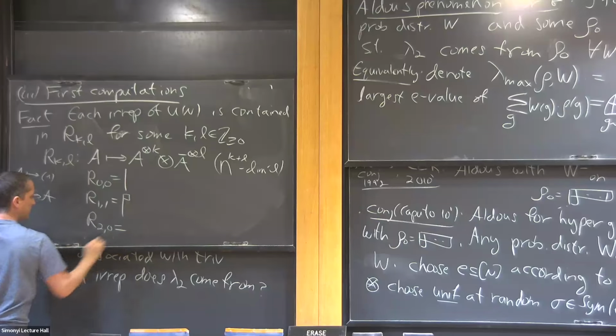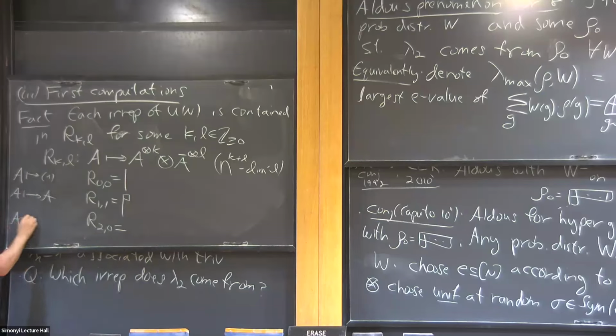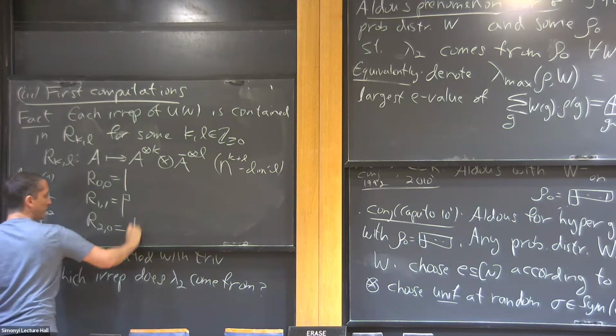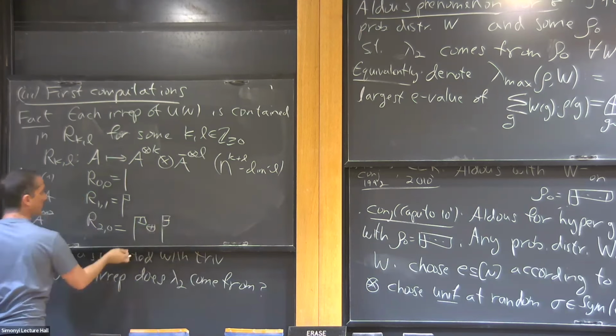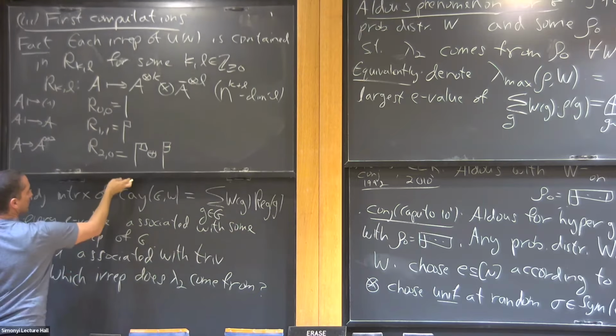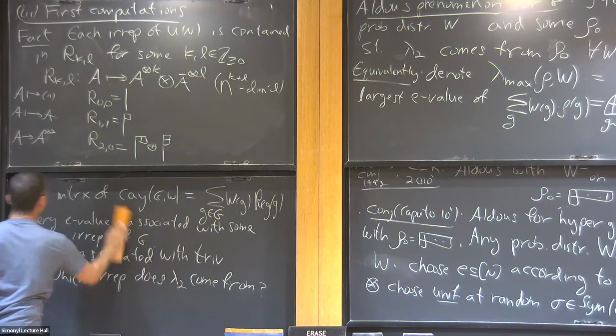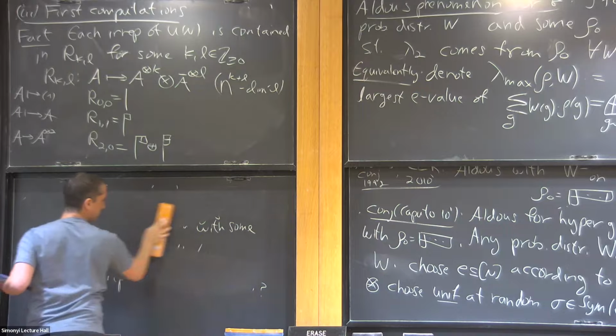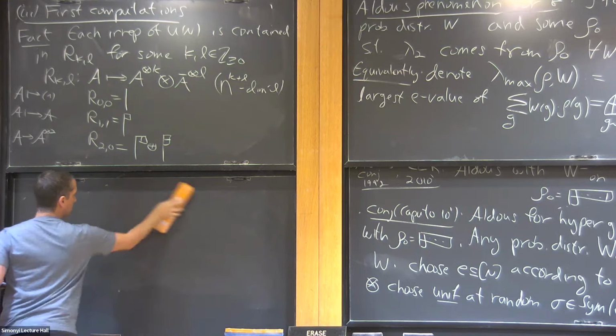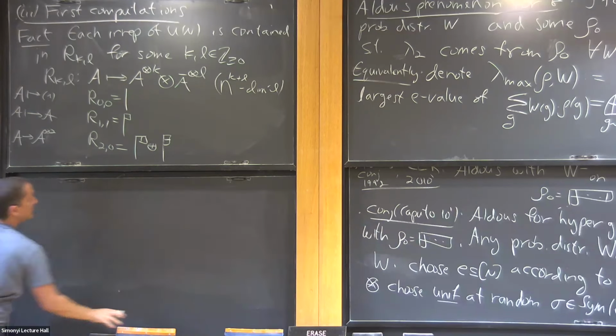R2 naught is, so A goes to A tensor A, the second tensor power, tensor square of A. This decomposes to this one plus this one. And the R_KL don't all contain the trivial, and they contain a trivial only if K equals L.